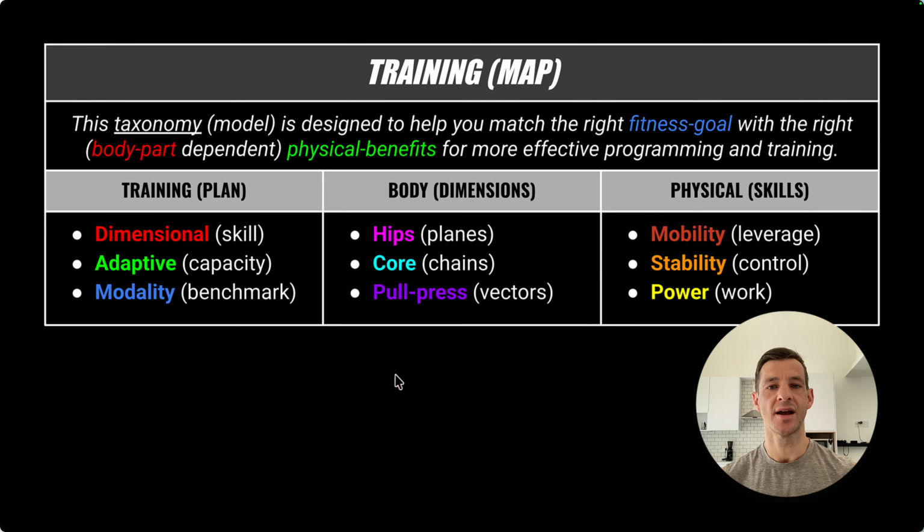So in review, lesson 1 was about introducing you to the 9 facets that make up this taxonomy. Lesson number 2 was about introducing you to the body's 9 dimensions. Lesson number 3 was about the body's 5 physical skills. Lesson number 4, which is this one, introducing you to the 3 components that make up an effective training plan. We're now finally ready to put this all together into our matrix and fulfill this taxonomy's mandate, starting with our hips.